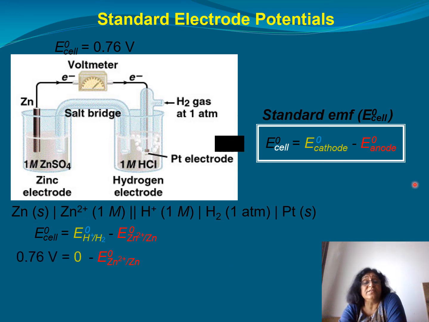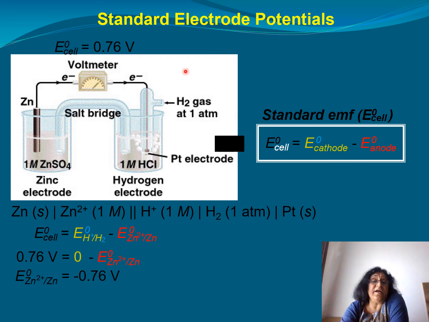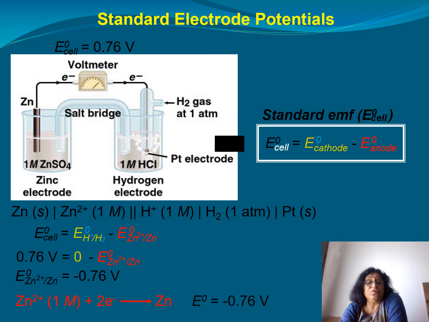What are the values? Now let's see. The value for hydrogen is 0 and the value that comes on the voltmeter is 0.76 volts. So you can calculate the standard reduction potential for zinc. So that is equal to minus 0.76 volts. So basically this SHE, that is the standard hydrogen electrode, is used to calculate the electrode potential of various half cells, various electrodes. Now, zinc ions plus 2 electrons gives you zinc.